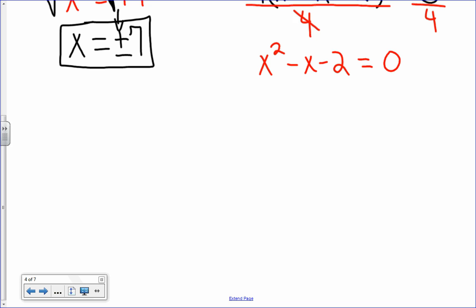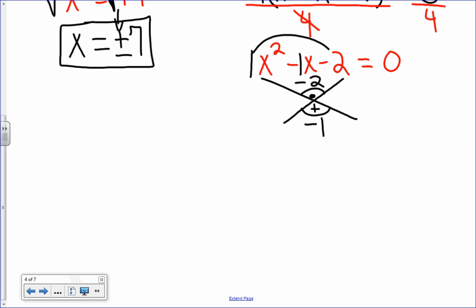Okay, remember, with the x method, on the top of the x we have multiplication, and on the bottom we have addition. Now remember, on the top we take our a value, which is 1, and in this case multiply it by c, which is negative 2. 1 times negative 2 is negative 2. On the bottom, we write our b value. Well, our b value here is negative 1.